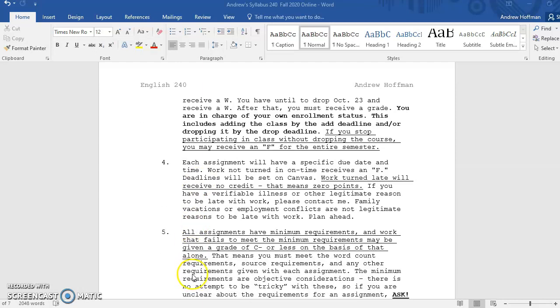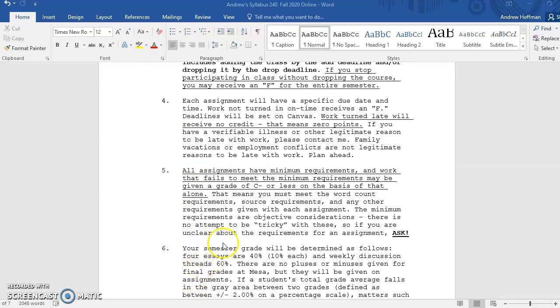Now, 5 is something that you'll also see in action pretty soon. All assignments have minimum requirements, and work that fails to meet the minimum requirements may be given a grade of C- or less on the basis of that alone. The reason is simple. The minimum requirements define the assignment. Minimum requirements are typically objective considerations, not subjective. Objective.